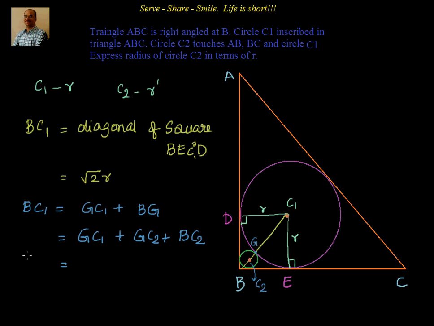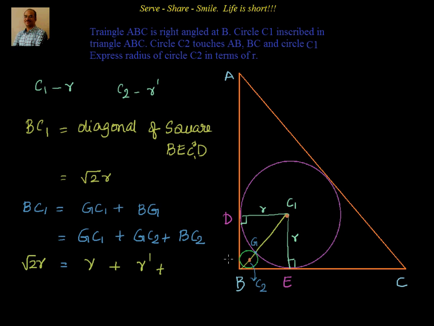Now BC1, let's substitute the values. BC1 is equal to root 2 R, which equals GC1, that's nothing but center to any point on the circle, that's nothing but radius R, plus GC2. For the second circle, the radius is R dash, plus BC2. This is where we have to be very careful.